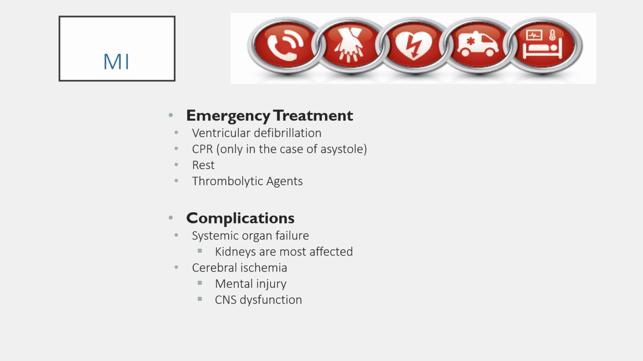Emergency treatment includes ventricular defibrillation, CPR only in the case of asystole, rest, and thrombolytic agents. Complications can include systemic organ failure, where the kidneys are most affected, and cerebral ischemia leading to mental injury and central nervous system dysfunction. Some other post-infarction complications include arrhythmias, congestive heart failure, cardiogenic shock, pericarditis, rupture of the heart, thromboembolism, recurrent infarction, and sudden death.